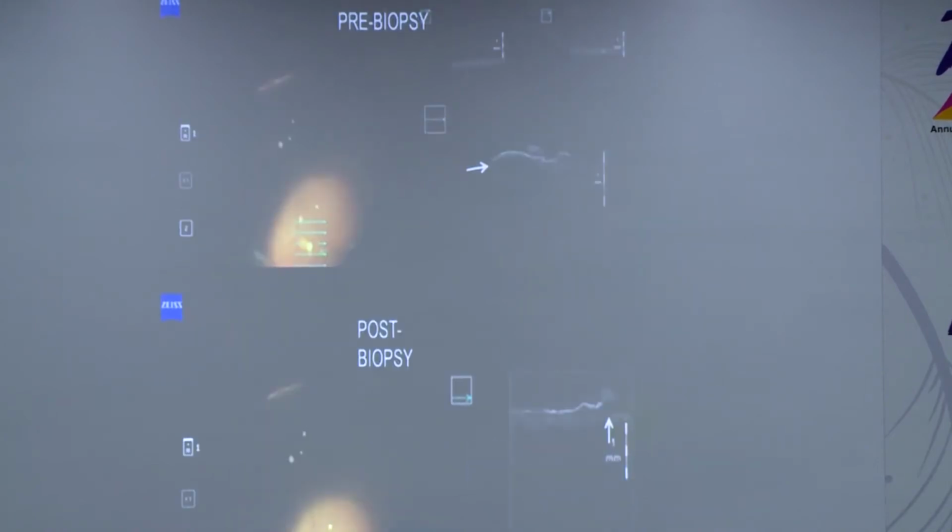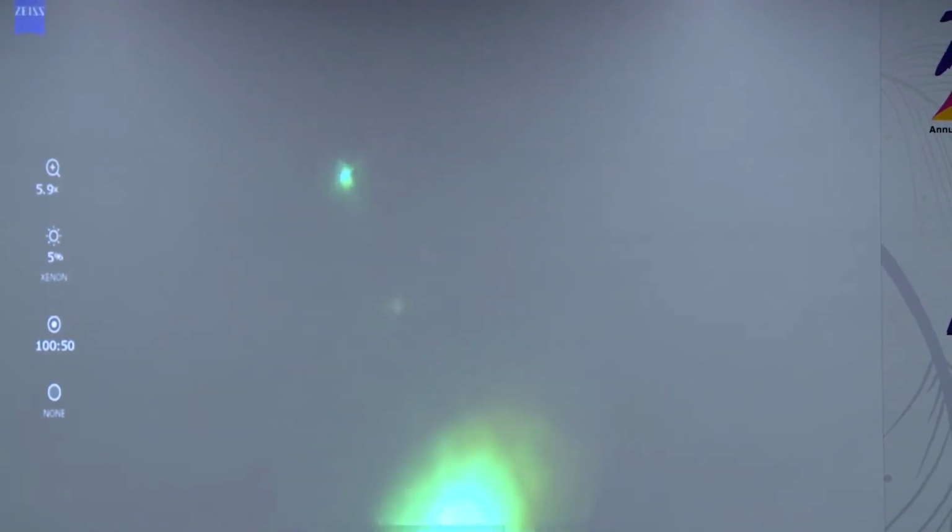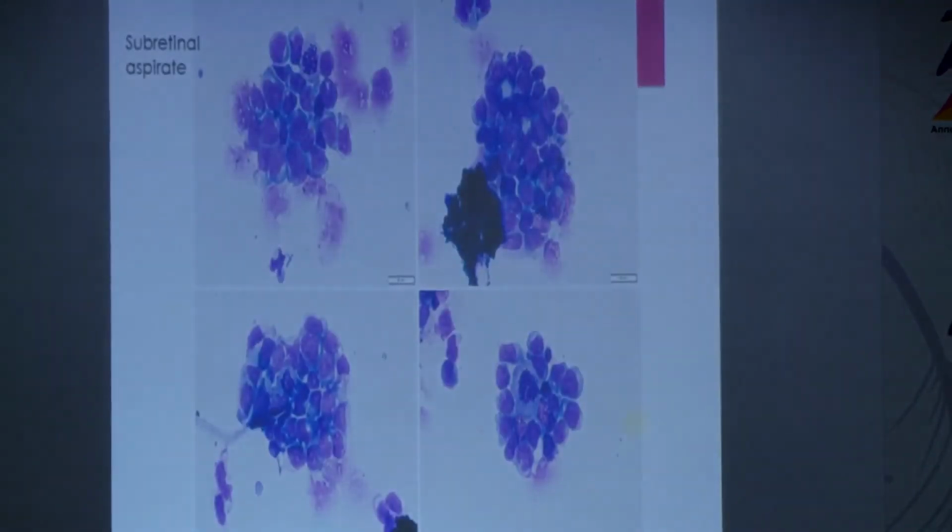In pre and post biopsy OCT picture, we can see flattening as well as decrease in the width of the lesion. Endolaser is done. Biopsy from vitreous mirror showed scanty lymphocytes while subretinal aspirate shows plenty of lymphocytic cells.